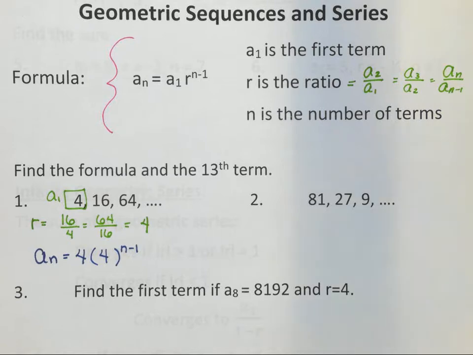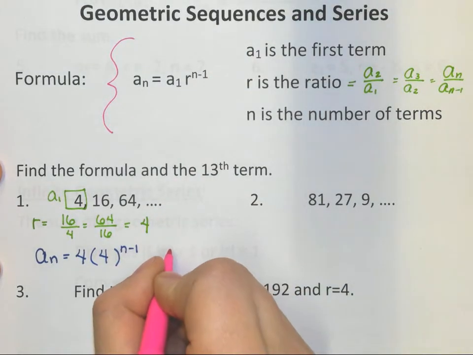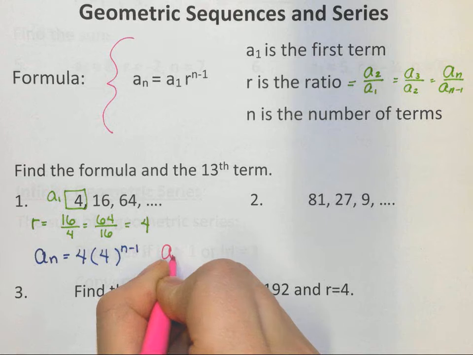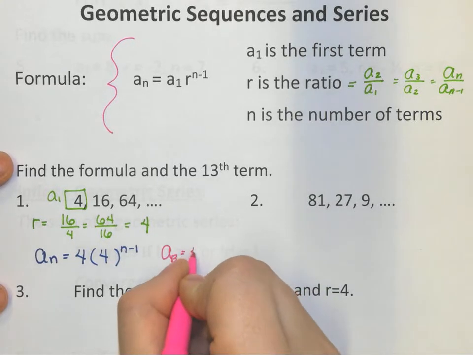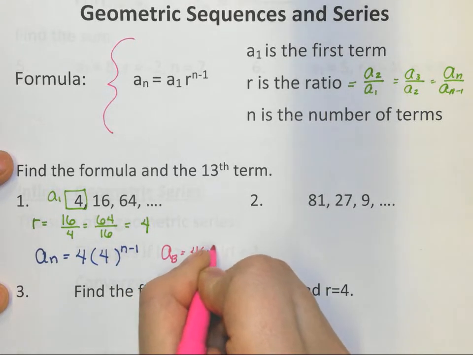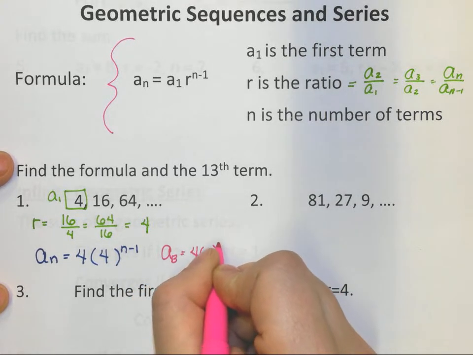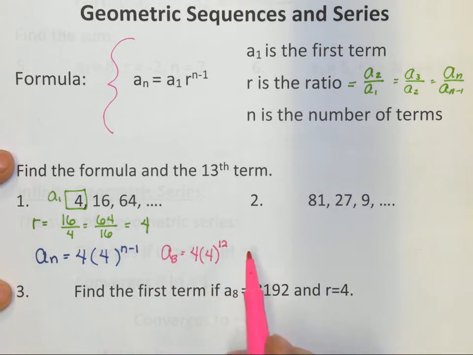Now, the second stage of this is asking for the 13th term. So, I know this is crazy difficult. How do you find the 13th term? Plug it in, plug it in. What is 13 minus 1? Now, please remember your rules of exponents. This 12 only goes to this 4.